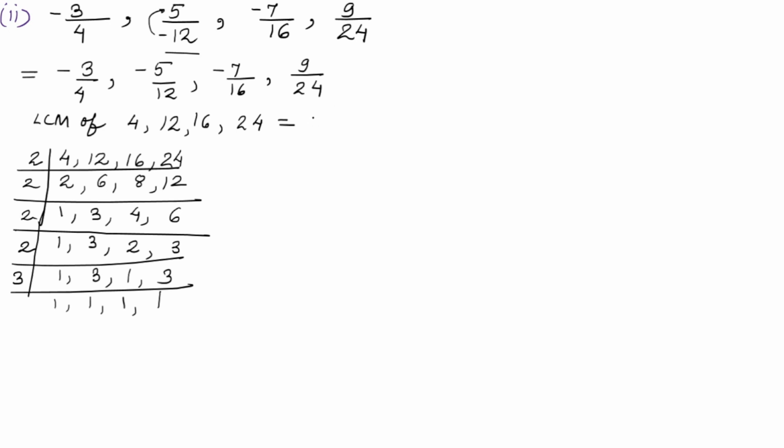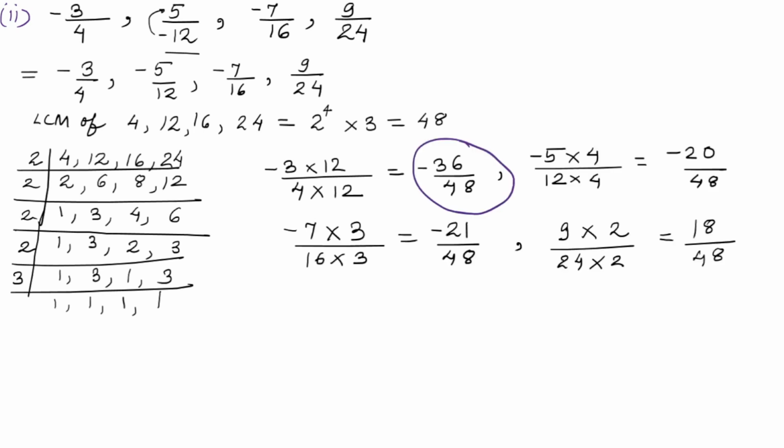Now, what is the LCM here? It is 2 raised to the power 4 into 3, which is 48. So, what is the LCM of all the numbers, that is 4, 12, 16 and 24? It is 48. Now, we have to make all the denominators having number 48. So, let us quickly convert it. Minus 3 by 4, so you need to multiply it by 12. You get here minus 36 by 48.